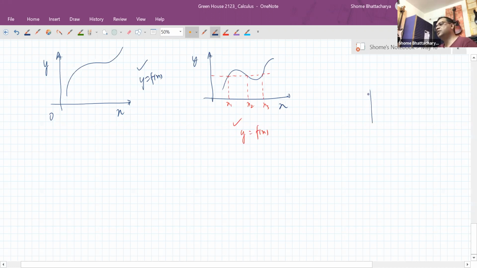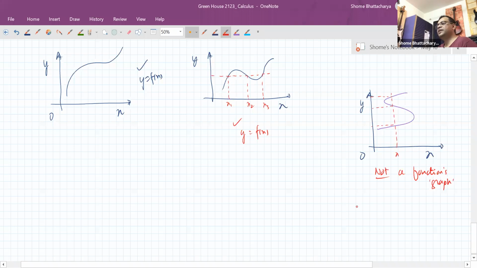But if I have a graph which is something like this now, the graph is like this. Now, this is not a function. Why? Because you can see a single value of x is giving us multiple values of y. So this is not a function's graph. It can still represent some relation, but it's not a function.